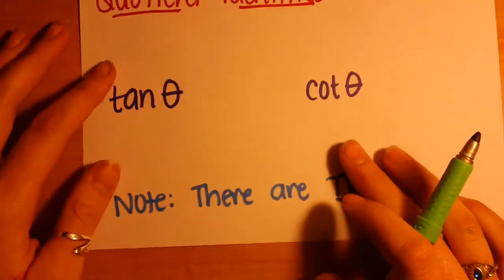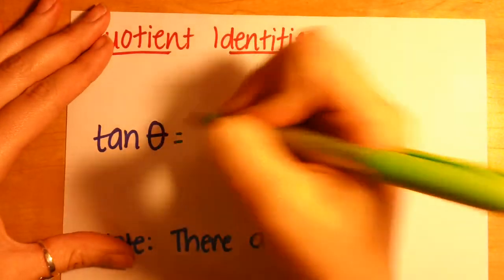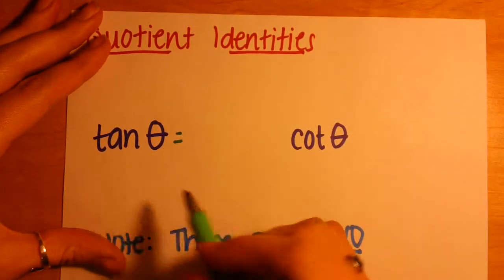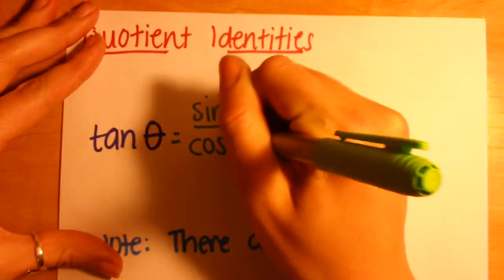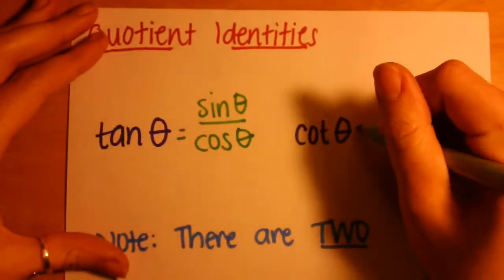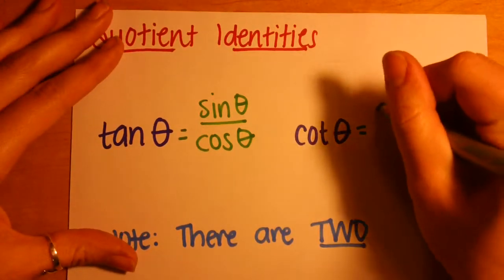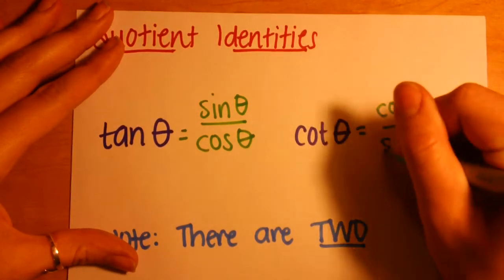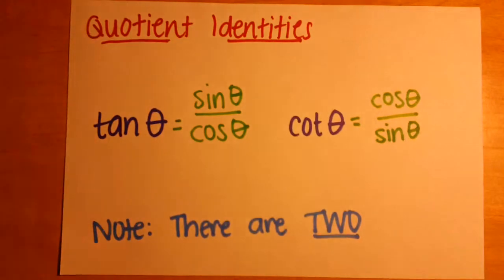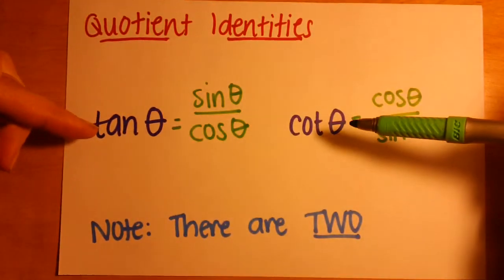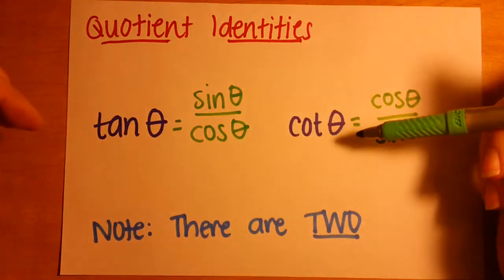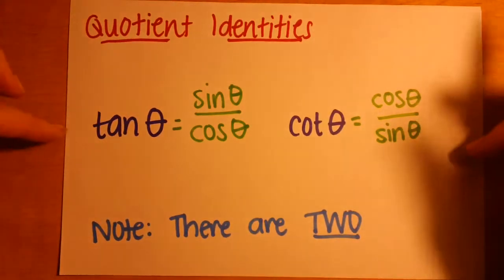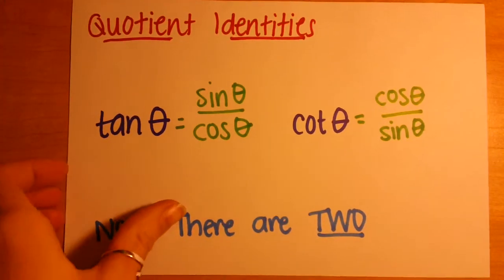Then we can move on to our quotient identities, which again, we've also seen some already. So there's only 2 quotient identities. The quotient identity of tangent theta is sine theta over cosine theta. And then the quotient identity of cotangent is going to be the reciprocal of that, so cosine over sine. Note, you can also find this by taking the reciprocal of tangent, 1 over tangent, which is the same as cotangent. So they're just flipped. So these 2 we also have to memorize. Again, we've seen these before.